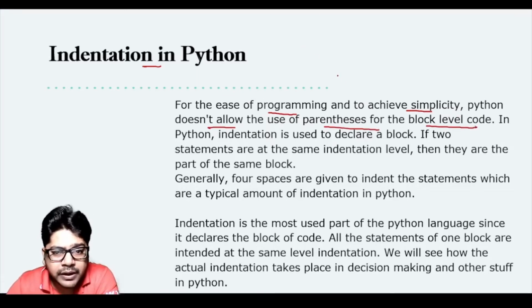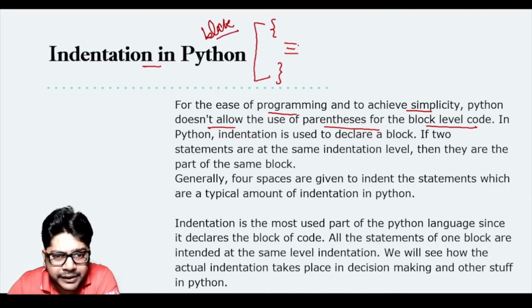What is a block level of code and what is a parenthesis? So in other programming languages, if we have to give a block, we give a parenthesis like this and we write something like this. So now this particular thing becomes a block. Whatever is written is a part of this particular block. Okay, but in Python we do not have that.